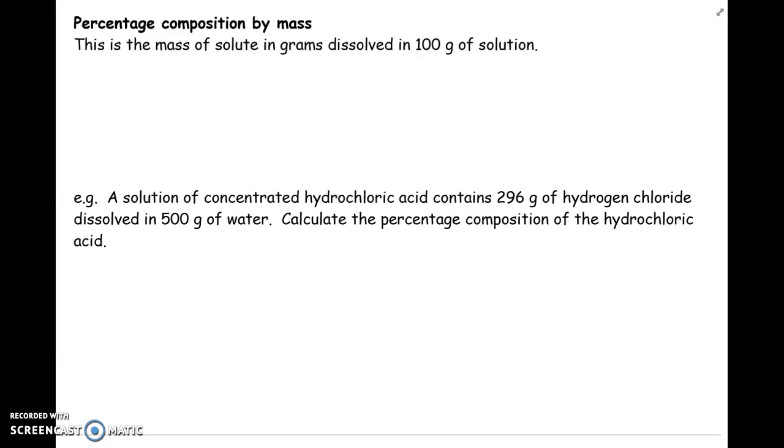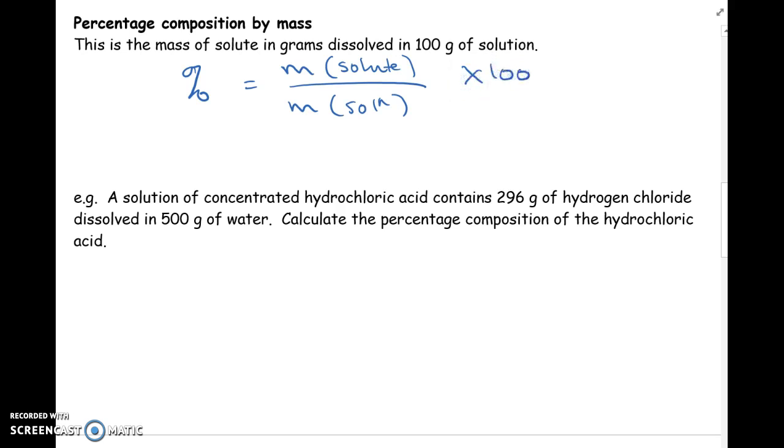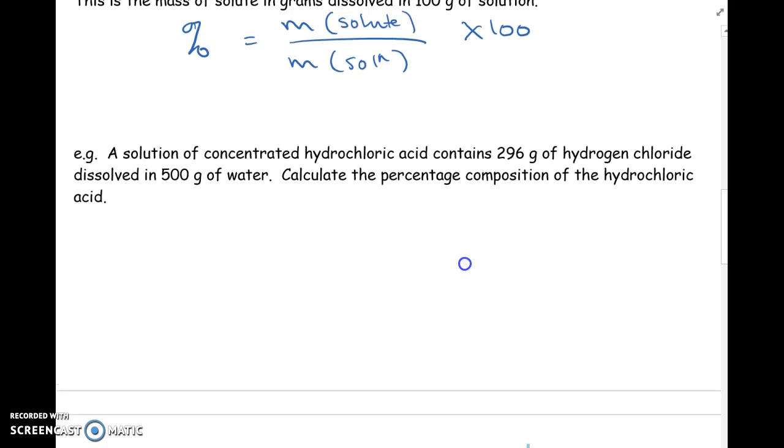Now let's look at an example of how to calculate a percentage composition by mass. Remember, a percentage composition is like any other percentage. It has the mass of the little bit, in this case the solute, divided by the mass of the solution, and because it's a percentage it'll be times by 100. So let's do the example.